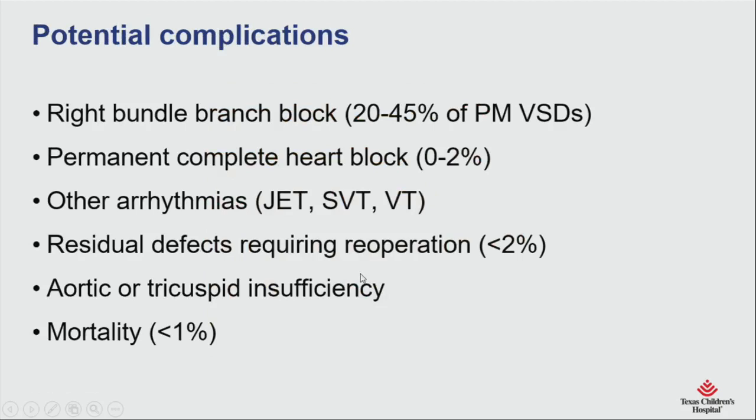What are the potential complications? Well, right bundle branch block is not that unusual, just because where you're putting the stitches is actually where the bundle is. About 20 to 45% of perimembranous VSDs will have some right bundle branch block after surgery. That being said, permanent complete heart block should be an almost never occurrence. Other arrhythmias, JET, SVT, VT are possible, and the mortality should obviously be less than 1%.